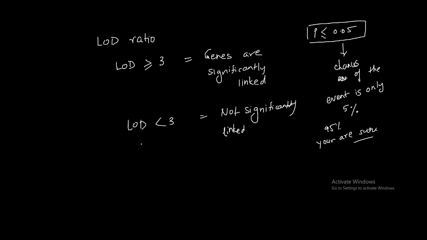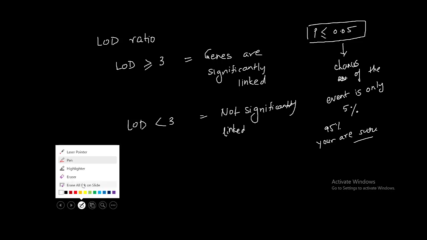So how will you calculate the LOD ratio? First thing is this: if in a question it is asked how much should be the LOD ratio for saying that the genes are significantly linked, it is always going to be more than or equal to 3. If it is less than 3, the genes are not significantly linked.